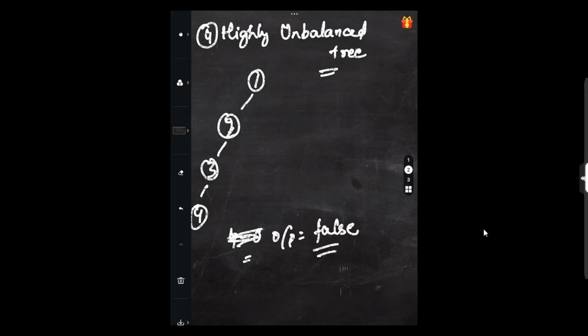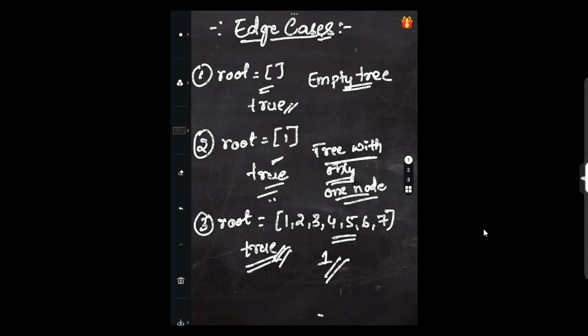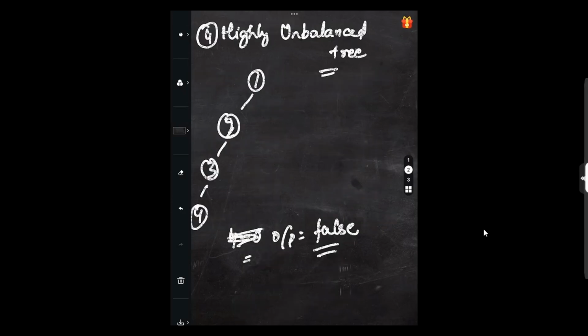So these are the edge cases that we need to keep in mind. One is for the empty tree with only one node. The third one is the perfectly balanced tree. And the final one is the highly unbalanced tree. It is only skewed to one side, so this will lead to the output false as well. So these are the edge cases that we need to consider.